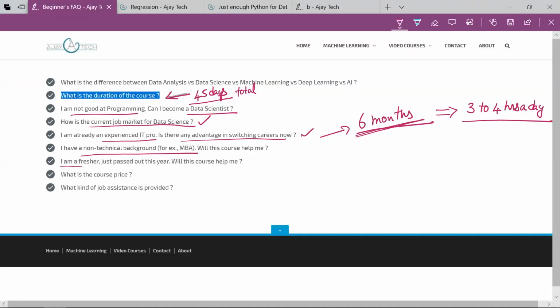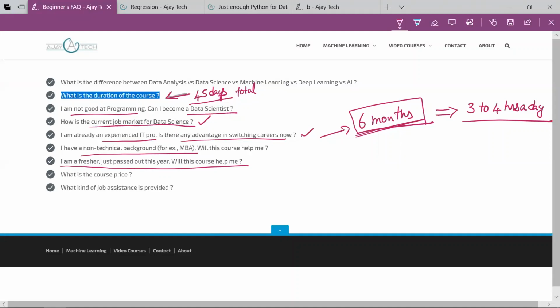I'm a fresher, just passed out this year. Will this course help me? Yes, freshers, like I said, give yourself 6 months, and there are jobs for freshers as well. You can easily get into some kind of companies because there is a lot of hiring going on.